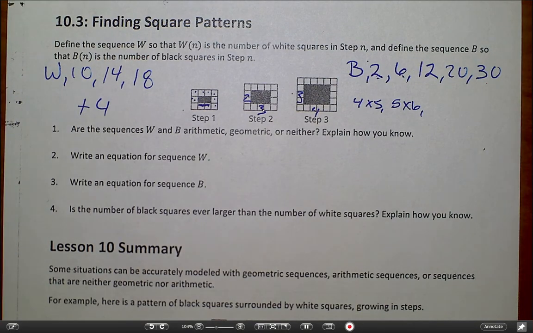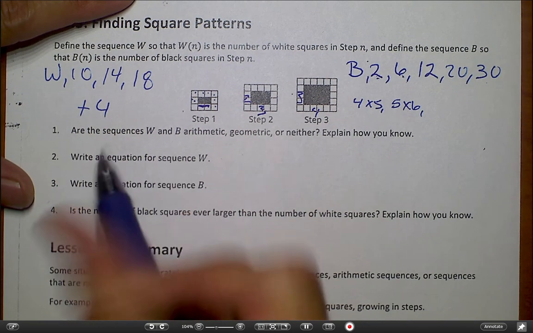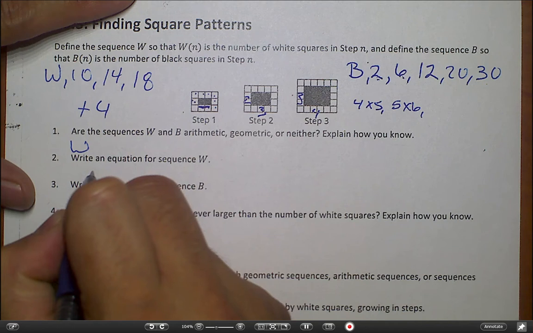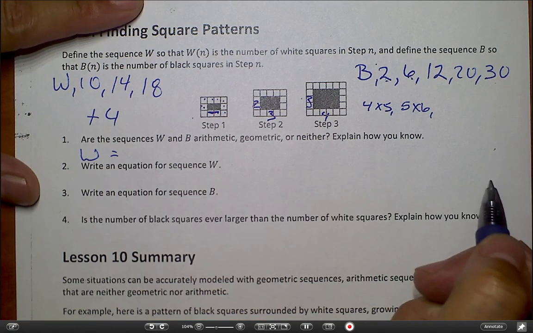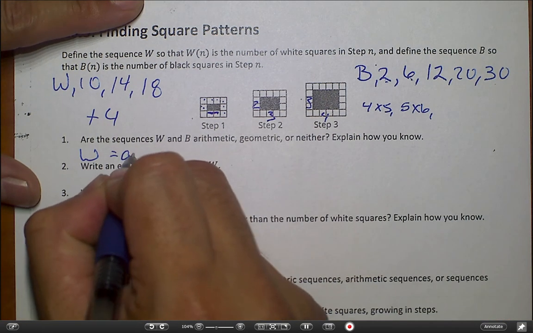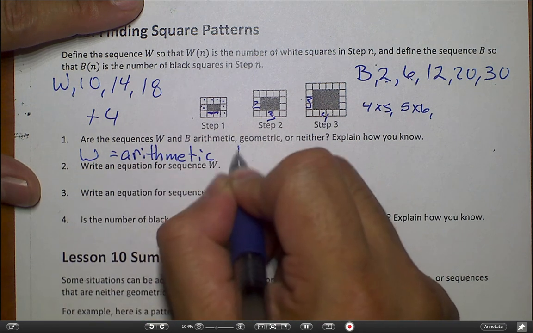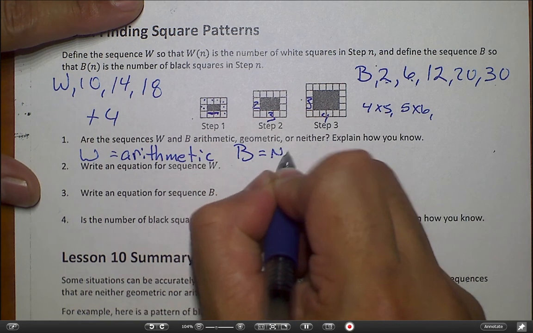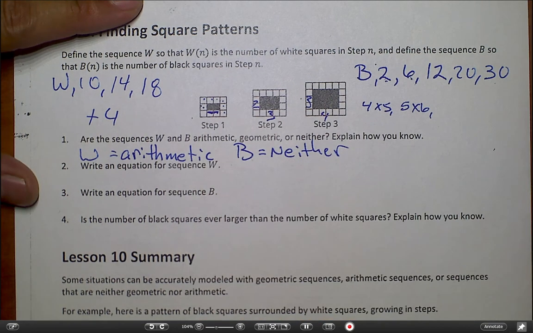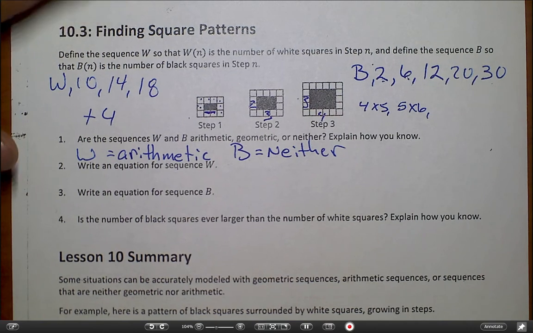All right. So now, the white one is what? Arithmetic. And the black one? Neither. All right, so we're going to write an equation. This one is not recursive, so that means it does not require the previous term. For the white one, I'm going to write an equation.